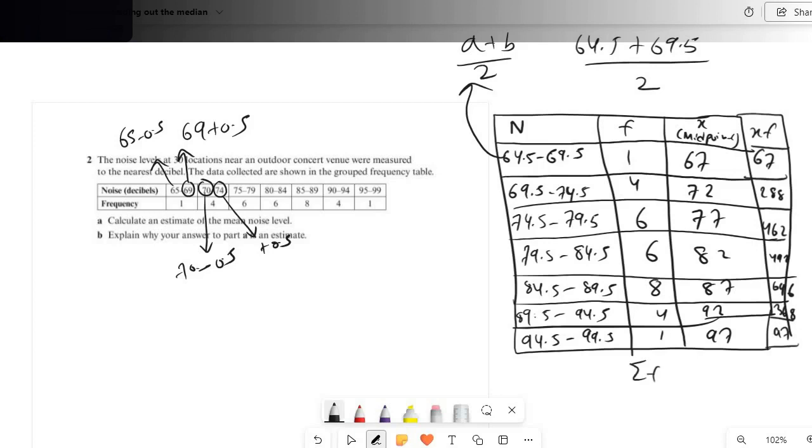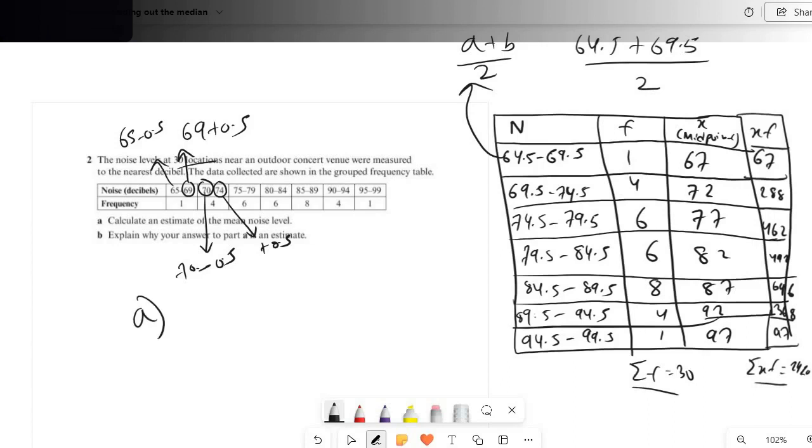So the summation of frequency is going to be 30, just like they have mentioned. But you can also check them out by adding 1 plus 4 plus 6 plus 6 plus 8 plus 4 plus 1, which gives us 30. And the summation for XF is going to be 67 plus 288 plus 462, 492, 646, 368, and 97, which is going to be 2420. So we have found out the summation of F and summation of XF.